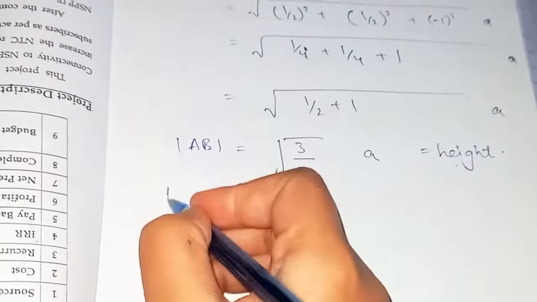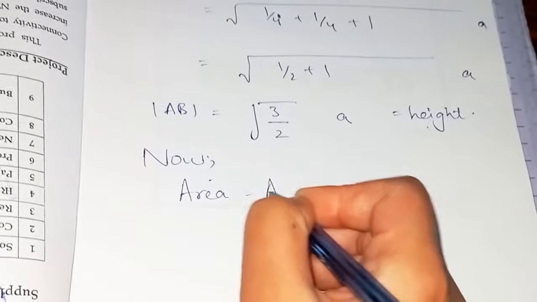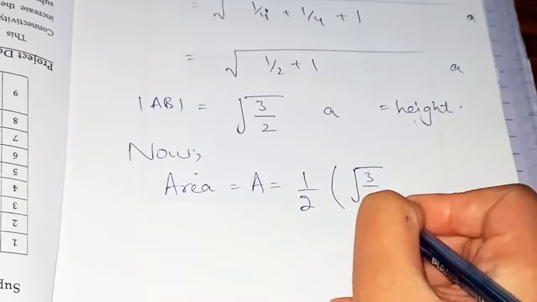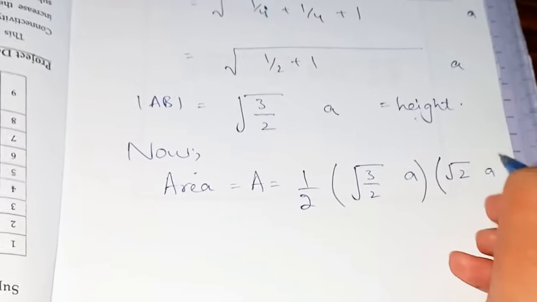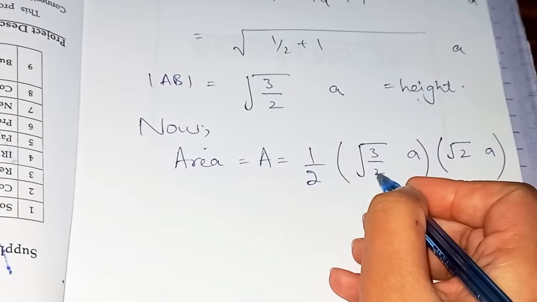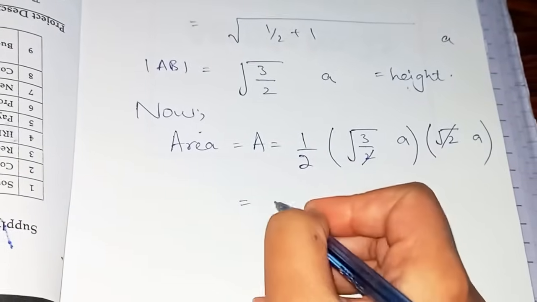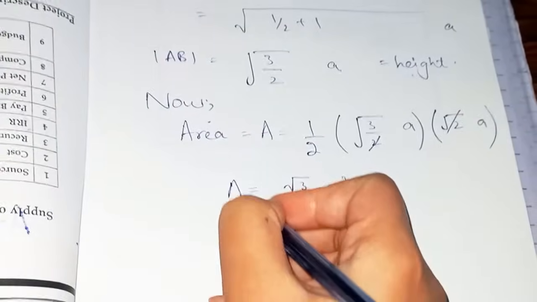Now we can find the area of the triangle. Area A equals 1/2 times height, which is under root 3/2 into a, times base, which is under root 2 into a. The 2 in the under root and this 2 cancel out, and we have under root 3/2 a squared as the area of the plane.